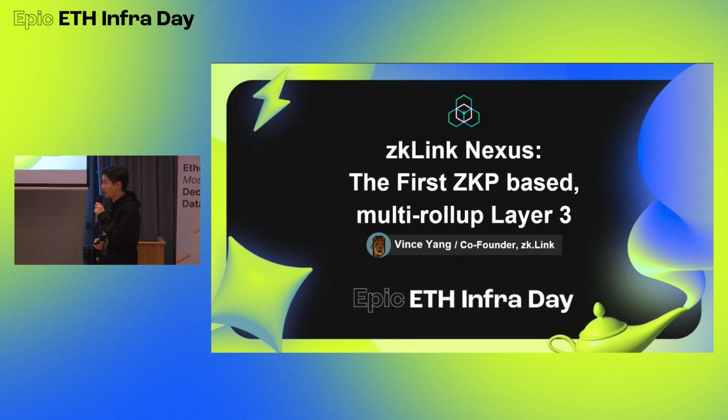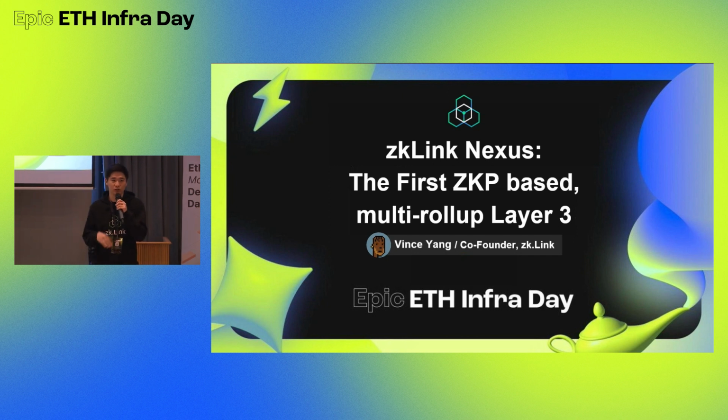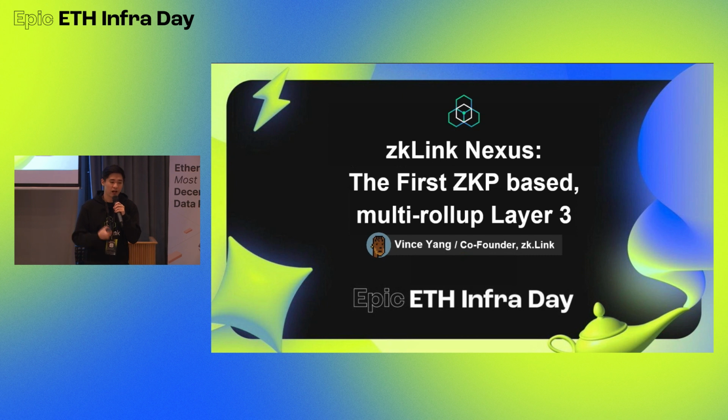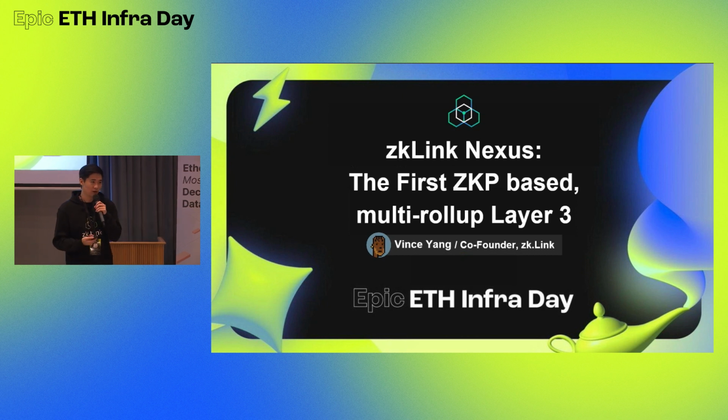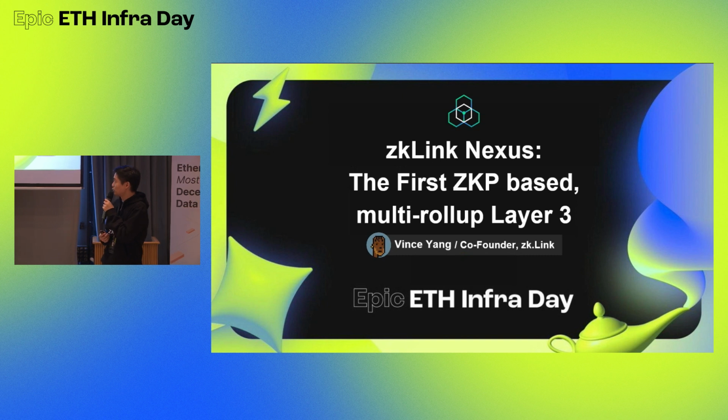There are probably going to be hundreds of layer 2s, and all these layer 2s are going to lead to a critical problem of liquidity fragmentation across the layer 2s. So now people are thinking about solutions, how to address liquidity fragmentation and how to make layer 2s interoperable. So zk.Link comes with our solution, our answer, which is zk.Link Nexus, the first ZKP-based multi-rollup layer 3.